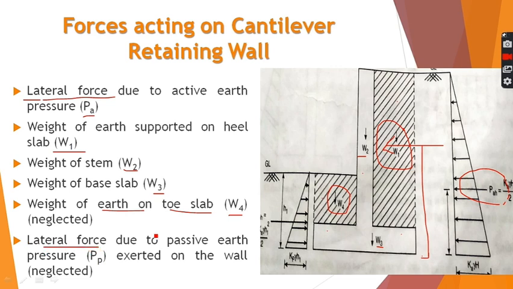Then there is another force, which is the passive earth pressure force acting here. Due to the presence of this backfill, there will be another force PP which will act in this direction towards the retaining wall. So these are all the types of different forces acting on the retaining wall.